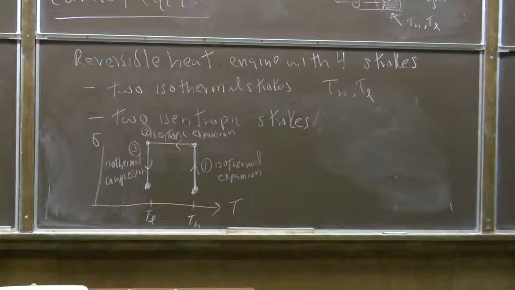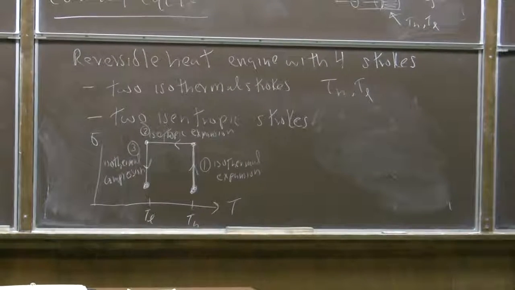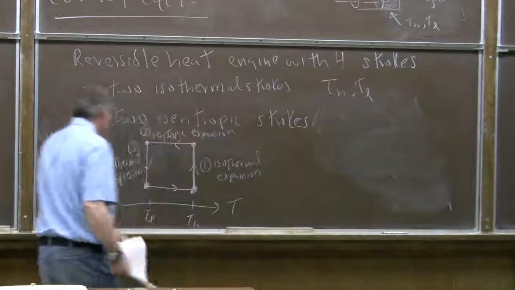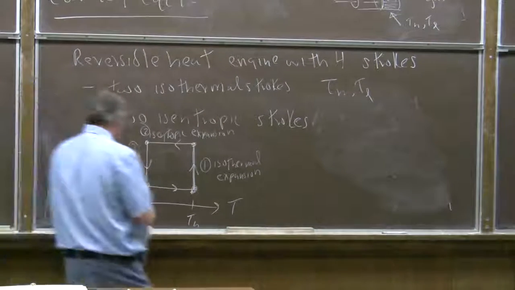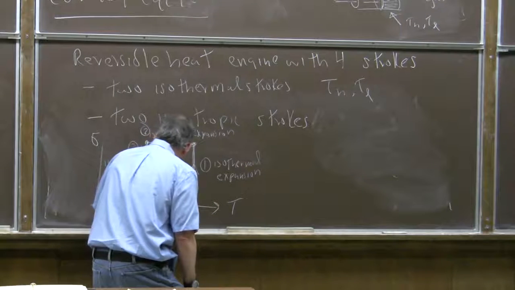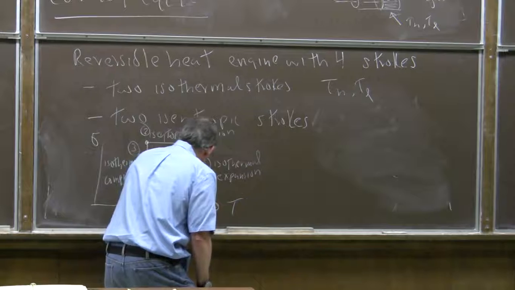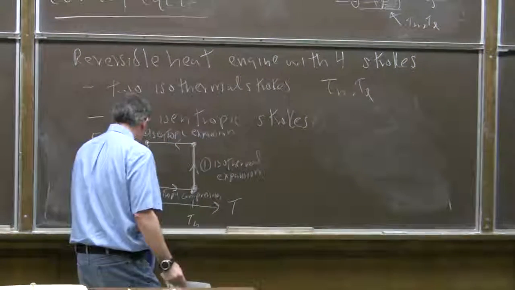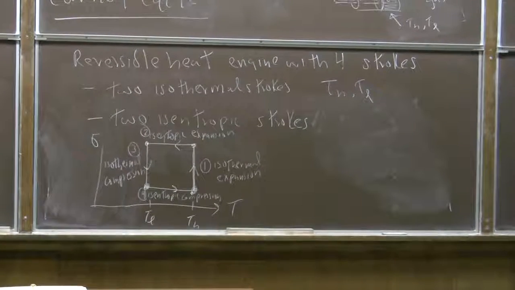Now I got to bring it back to the original temperature tau H because I got to close the cycle. So I do that by continuing to compress, but now with the system insulated, not in contact with the reservoir. So that will be isentropic compression. That's the fourth step. And it completes the cycle. We can repeat it again and again.